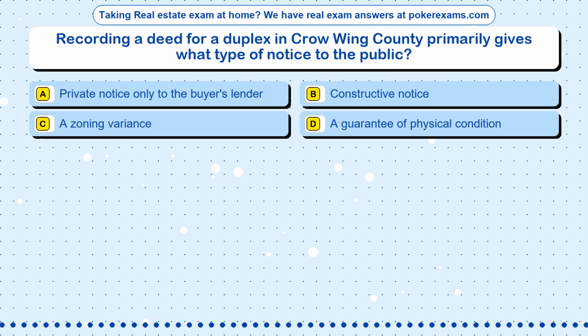Question 38. Recording a deed for a duplex in Crow Wing County primarily gives what type of notice to the public? Option A, private notice only to the buyer's lender. Option B, constructive notice. Option C, a zoning variance. Option D, a guarantee of physical condition.